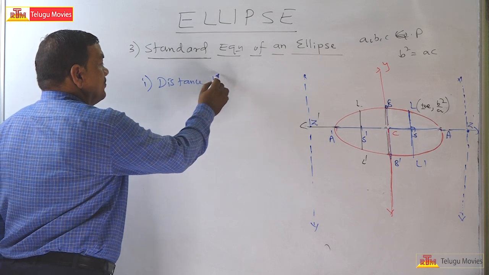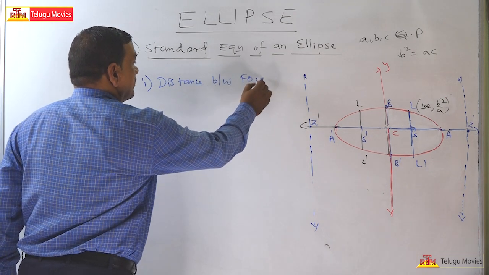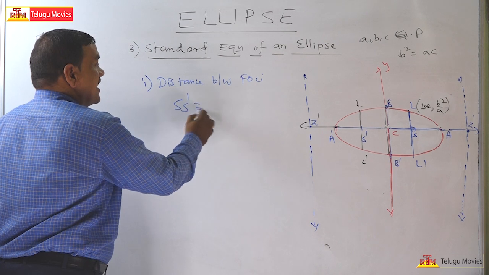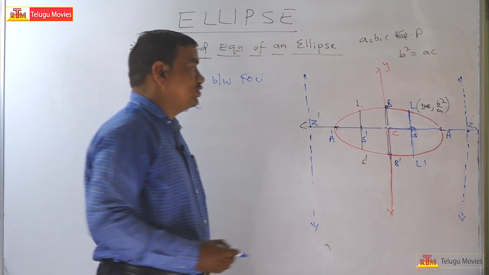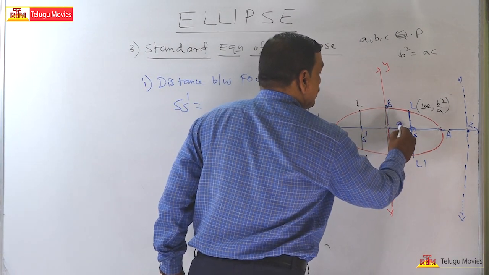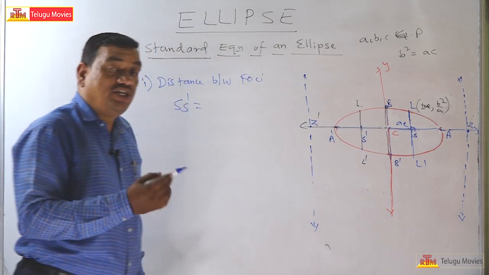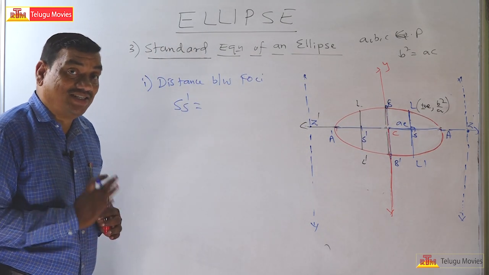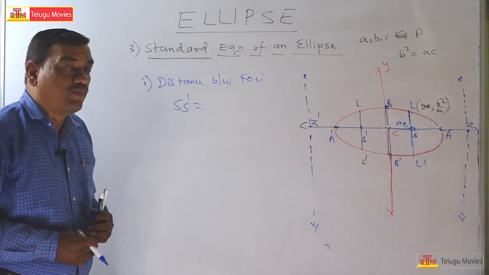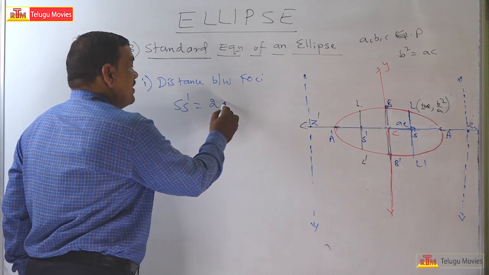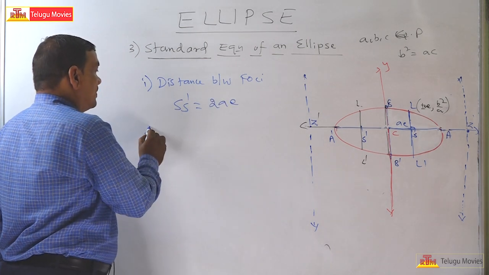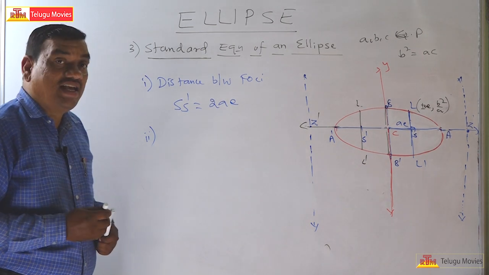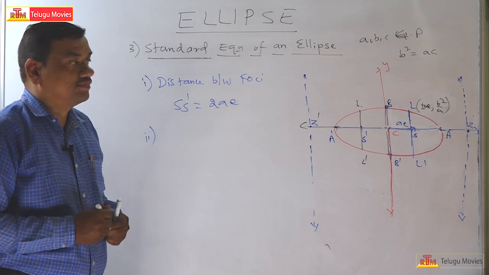Distance between foci, that is S S dash. What is the distance between the foci? From C to S is AE. From C to S dash is also AE. Distance we take as positive quantities, that is why 2AE. The distance between the foci is 2AE.